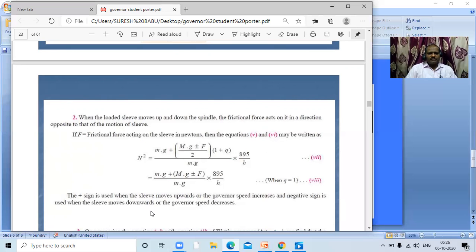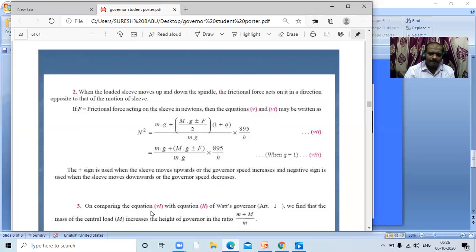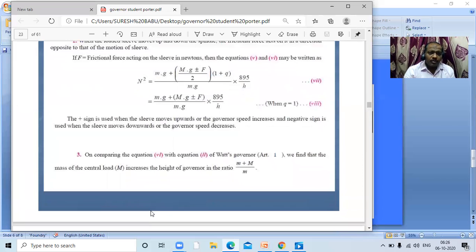So if you observe this, the plus sign has to be added when we move the sleeve upwards, when speed is increasing. The negative sign has to be added when the sleeve moves downwards. So on comparing equations 5th, 6th and 2, that means the Watts governor equation, we find that as the center load M increases, the height of the governor changes in the ratio small m plus capital M by M.